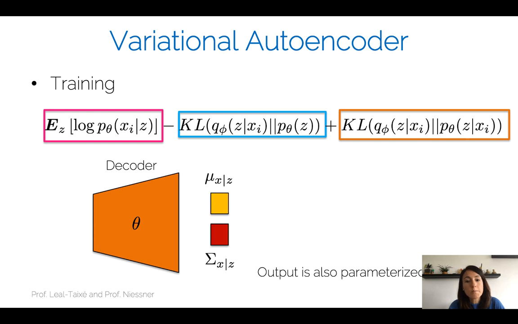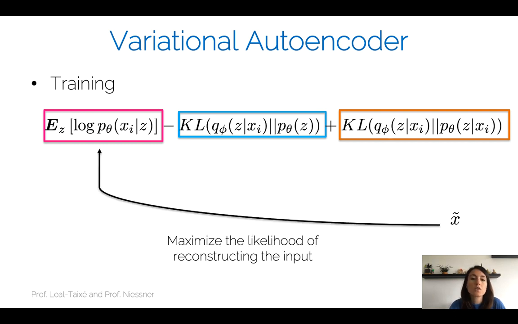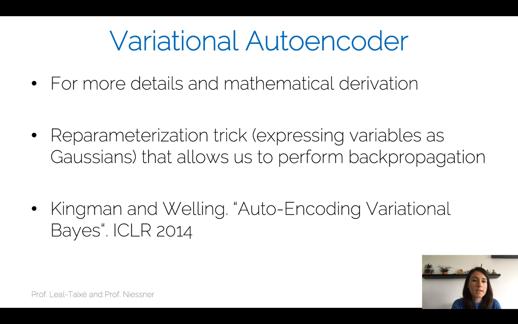Now what you do with this output image is also parameterize it into a Gaussian. And the actual final image is another sample from this output distribution. So you do have two parameterizations, one in the latent space and one in the output. And finally, once you have created this sample, you can maximize the likelihood of reconstructing the input. Now, for more details on why you also parameterize the output, the reparameterization trick, and other details on the mathematical derivation of variational autoencoders, I would recommend you read the original ICLR 2014 paper.